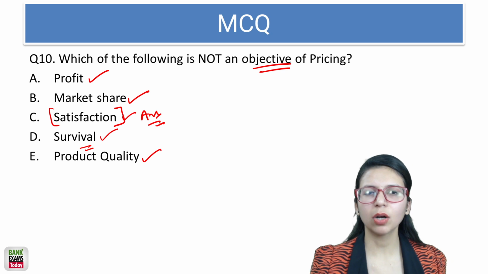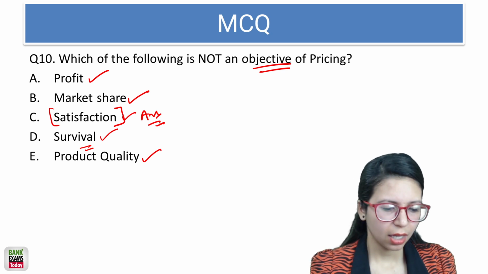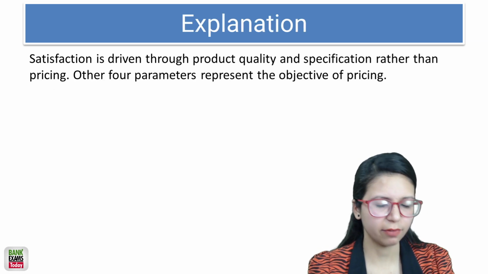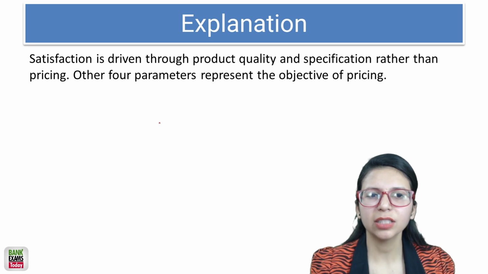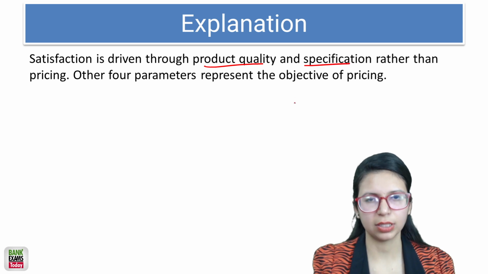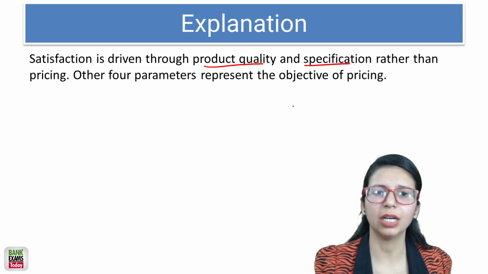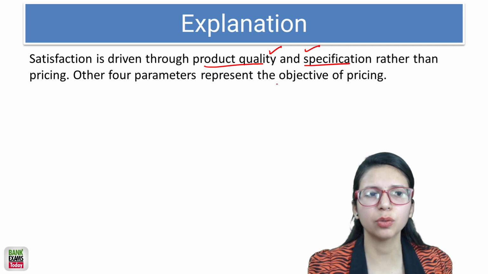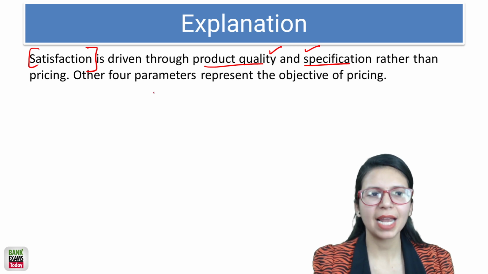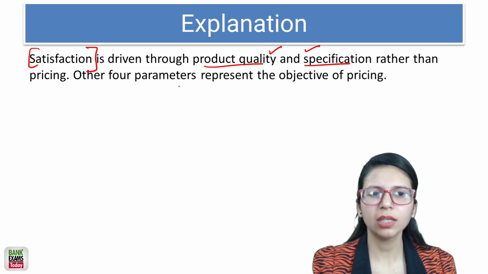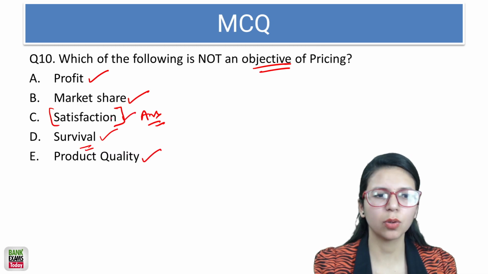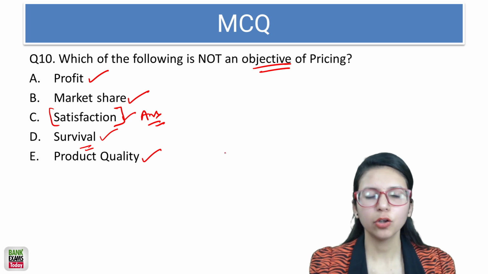It is basically not an objective of pricing. It is a secondary thing, you can say. From the explanation here you can see, satisfaction is driven through the product quality and specification, right? When we deliver the product, that quality and its specification will drive the satisfaction in customers. Okay, pricing will not. So all other four parameters, profit, market share, survival, and product quality, are the objectives of pricing, not satisfaction.